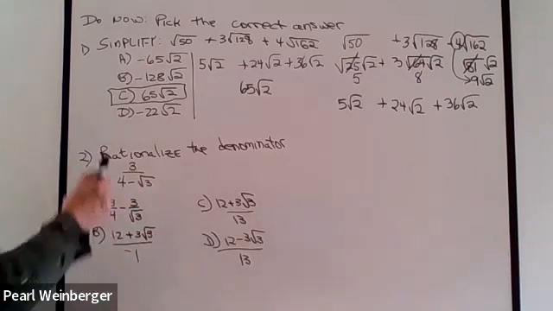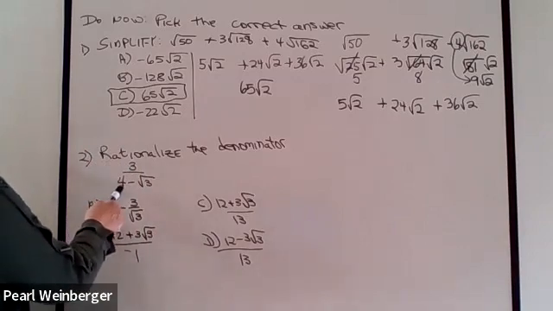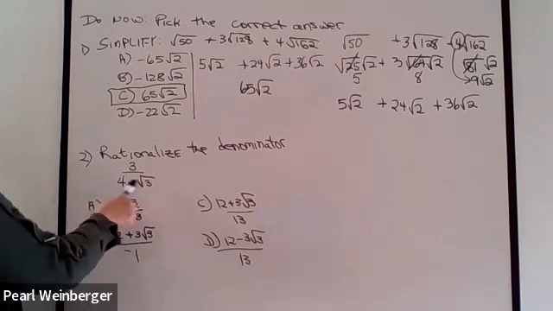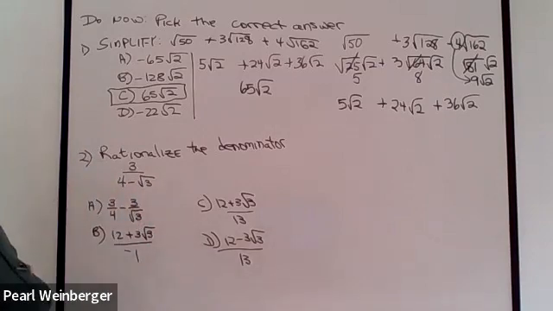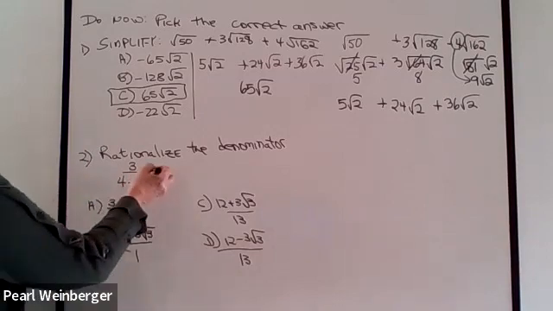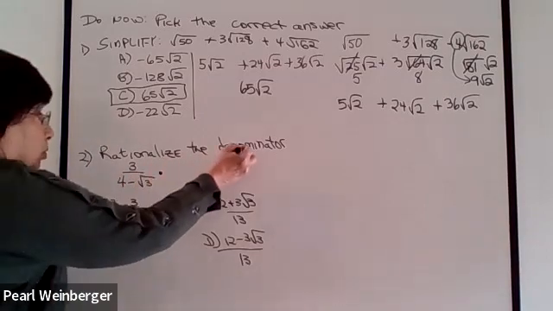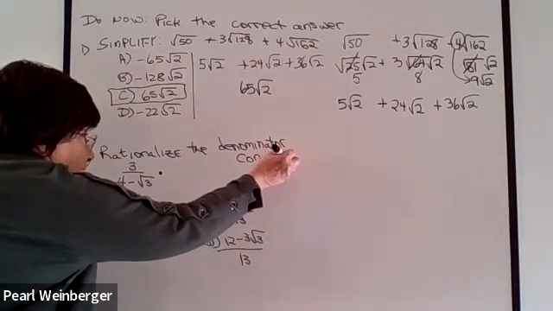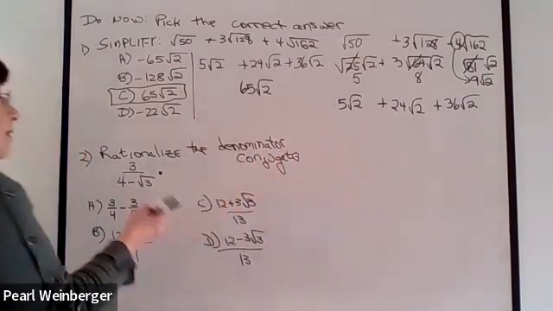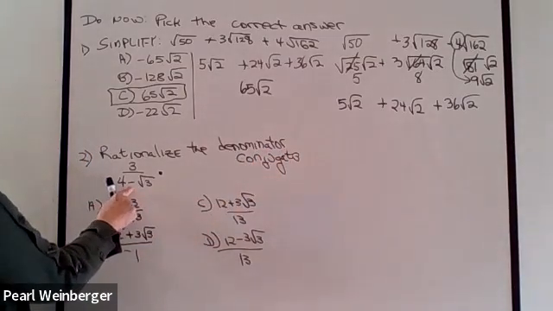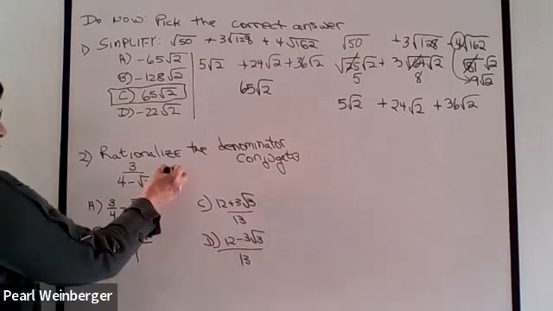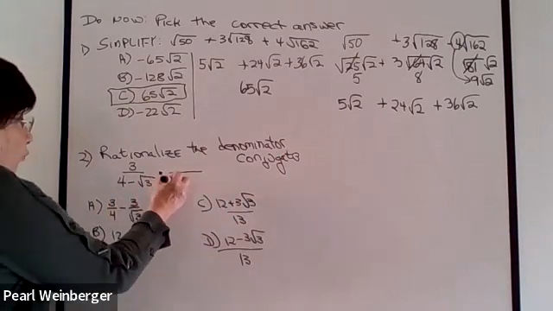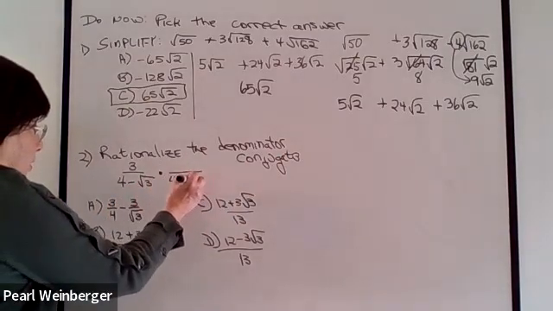Well, if you recall what we said, when you have a binomial, which you recognize because there'll either be a plus or a minus between the two terms, to rationalize the denominator, you have to multiply by what we call the conjugate of the binomial. The conjugate binomial is the one that looks exactly like it with the opposite sign. So the conjugate of 4 minus radical 3 is 4 plus radical 3.